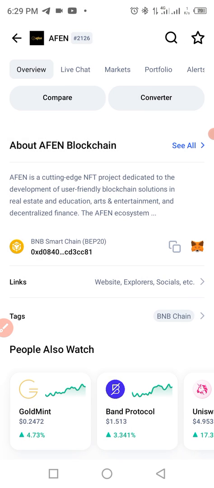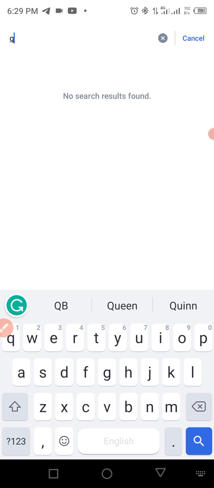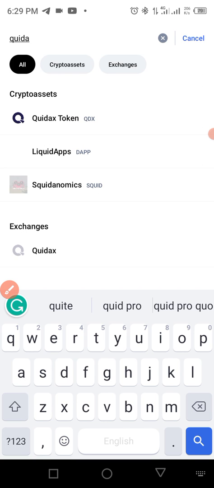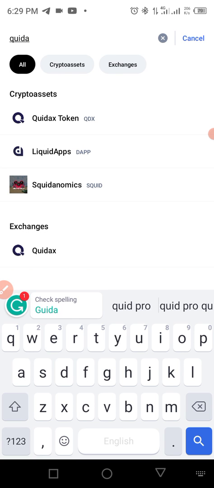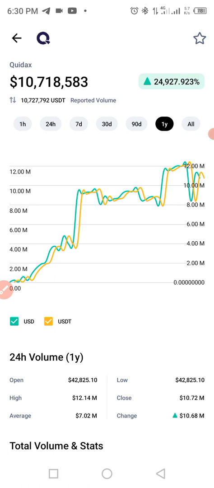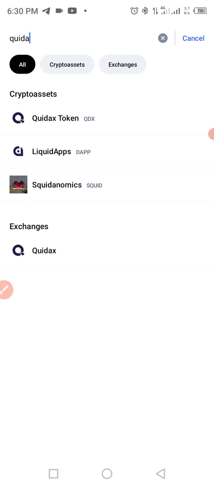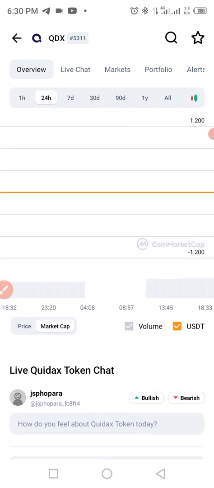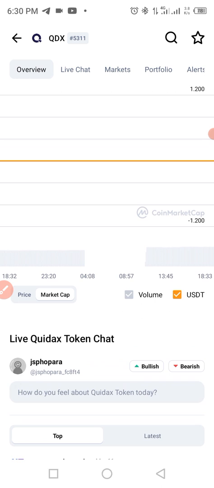Okay, so let's look at another coin again. Let's look at Quidax. All right, Quidax token. So this is it here. I even forgot something, so since I'm already here, let me just use Quidax now.